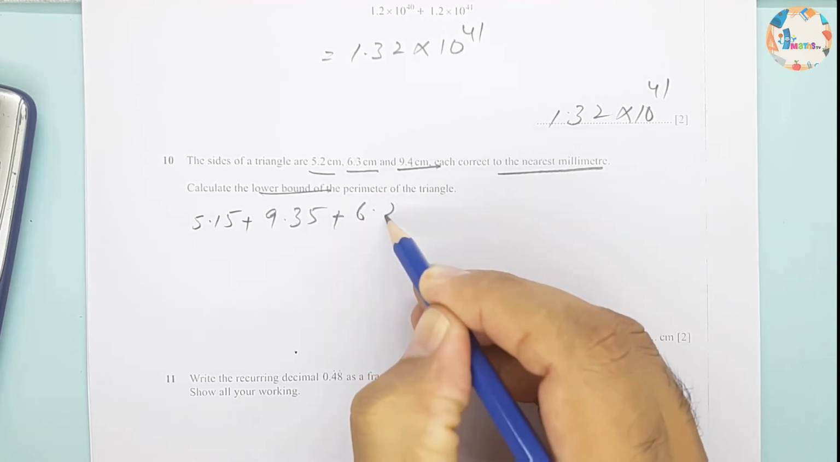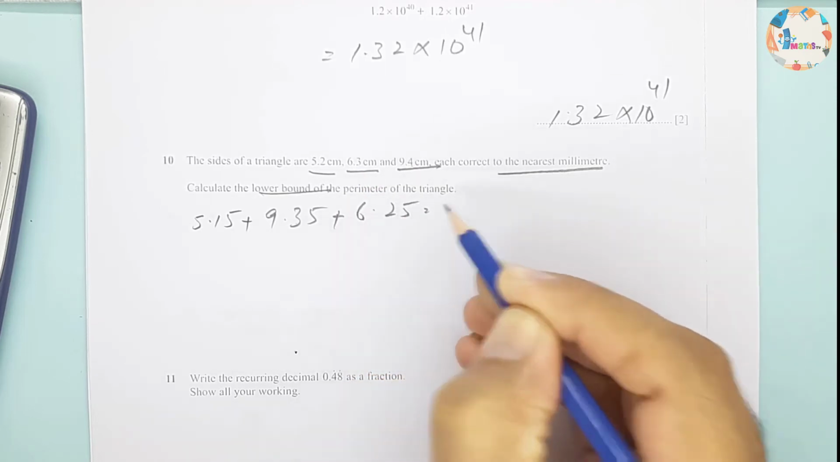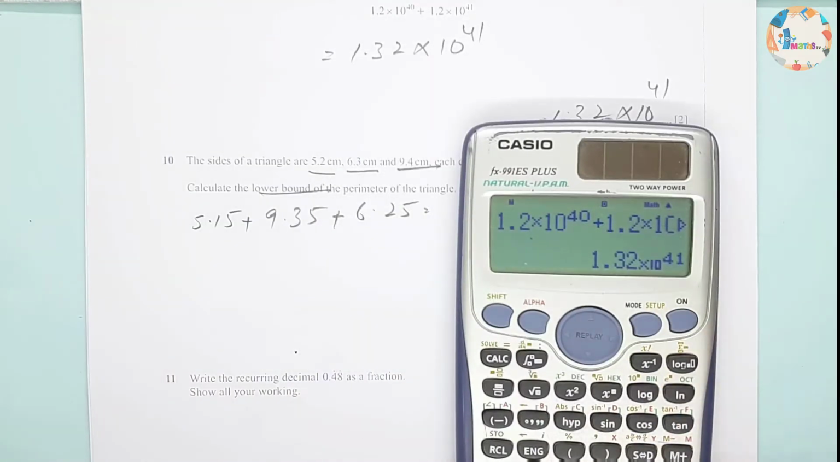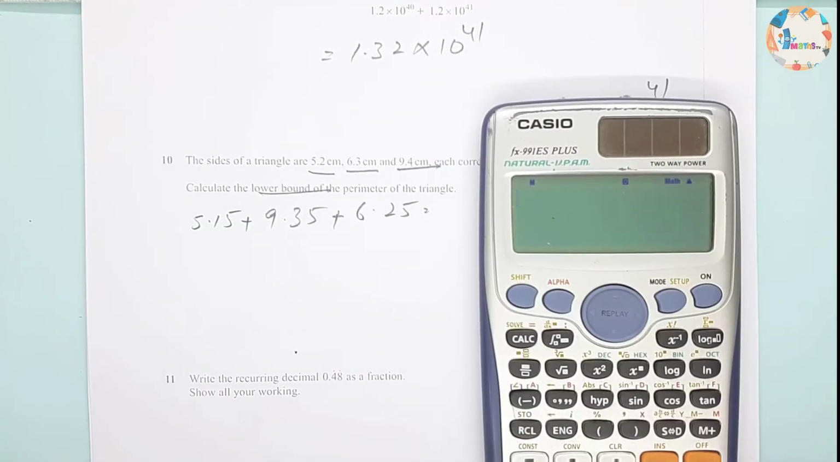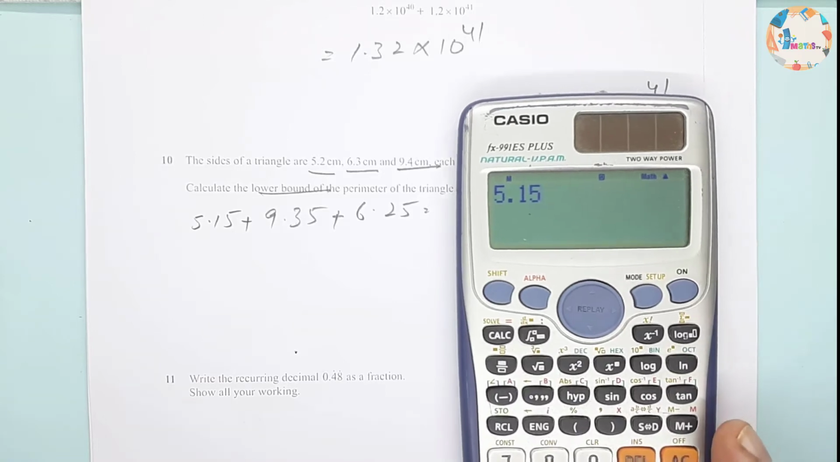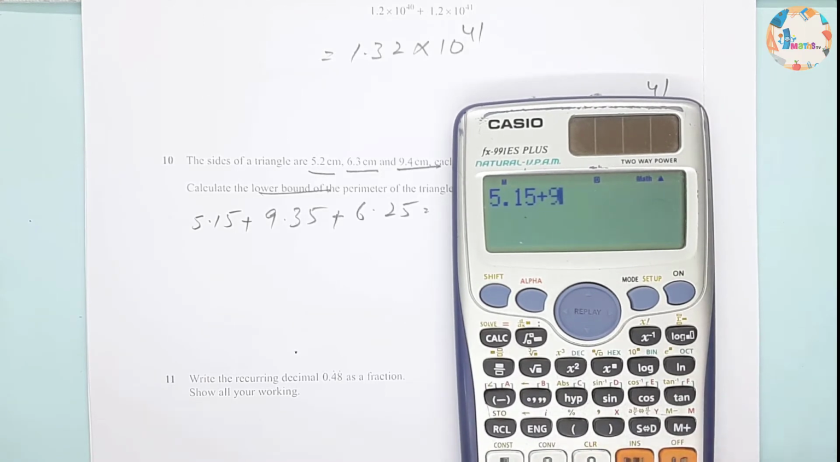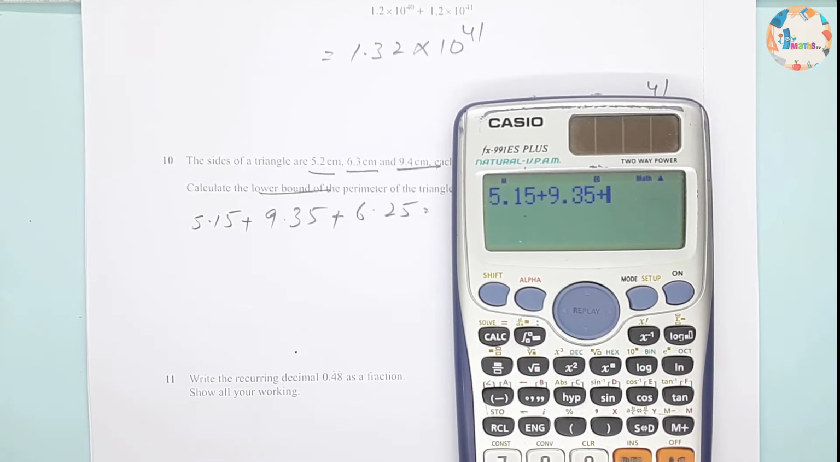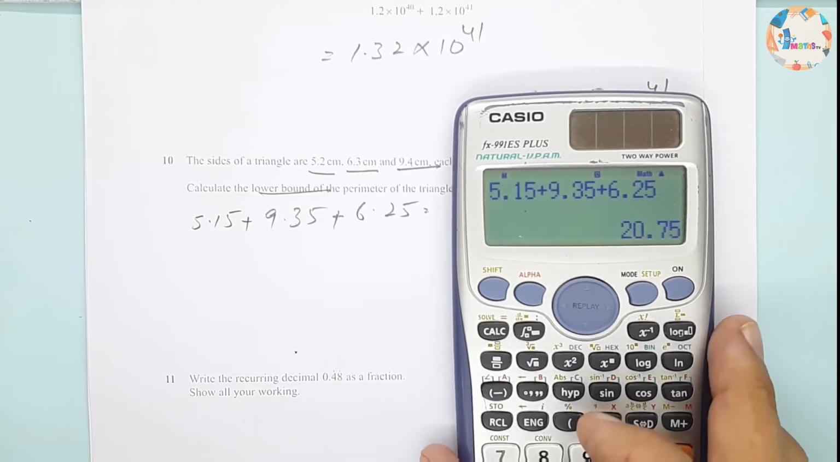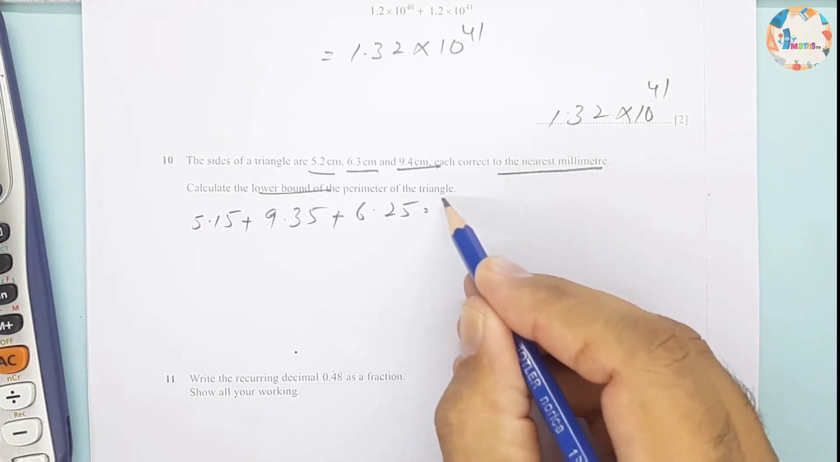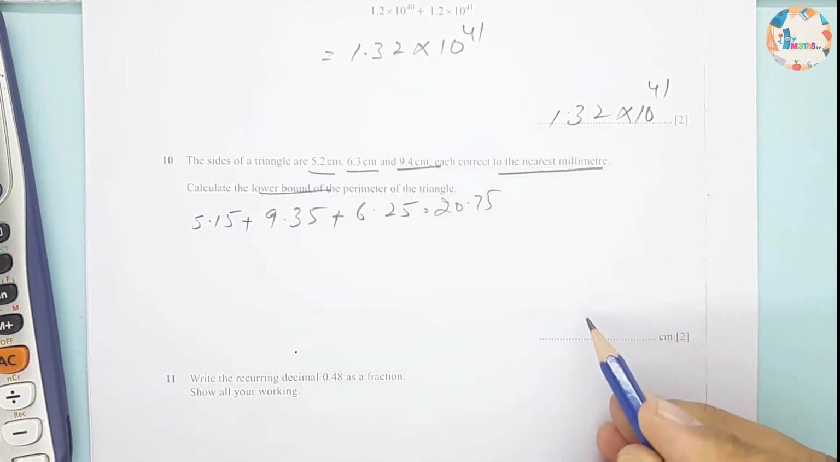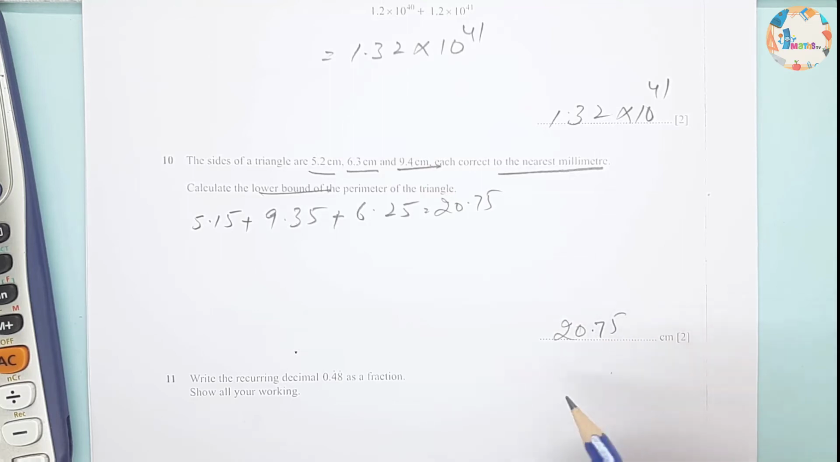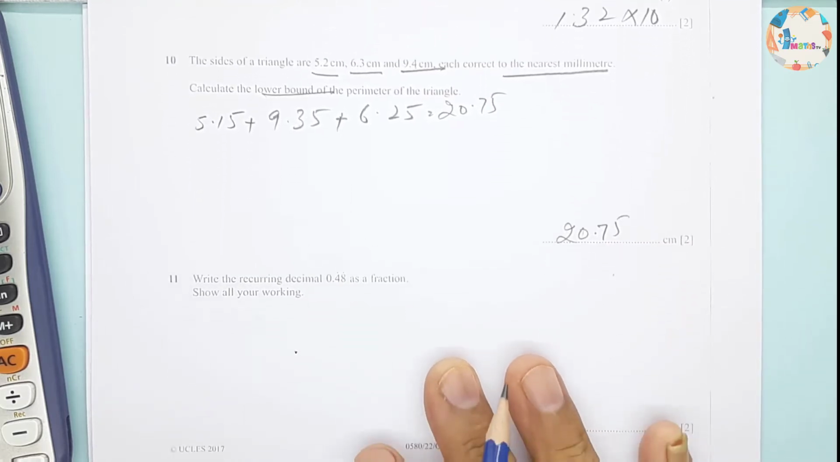6.25, and we will be adding these three numbers. We will be getting the lower bound of this: 5.15 plus 9.35 plus 6.25. This will be equal to 20.75. So 20.75 will be the lower bound perimeter of the triangle.